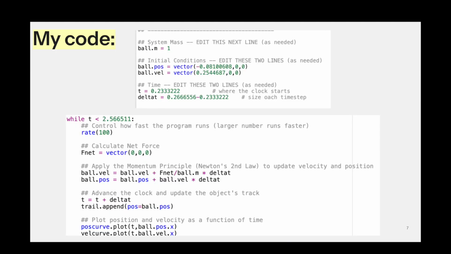On the bottom right is a picture of our video and Tracker. This is my code, and you can see that t and delta t are inputted on the picture above, as well as the initial velocity and position. Then in the while loop on the bottom, I said t is less than my final time, and I said F net was 0, and under that I used the position update and velocity update formulas.